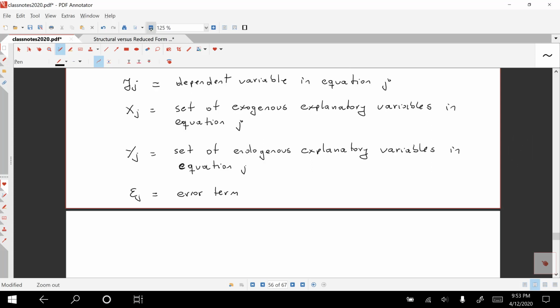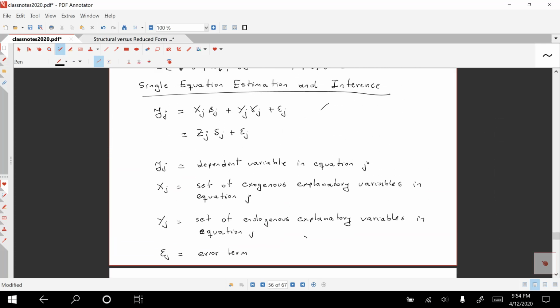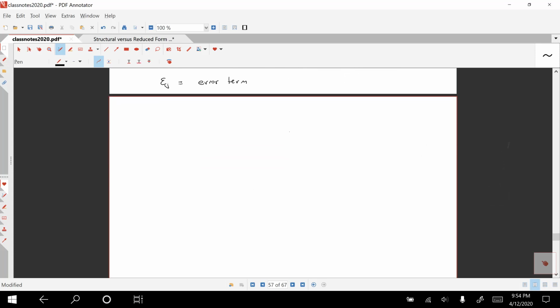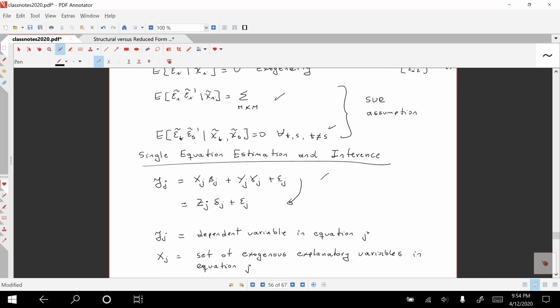Okay, so going back, and maybe I need to make this slightly smaller so that you can see everything. What we have in this equation is our dependent variable in equation j, our set of exogenous variables, which is the matrix Xj, and the set of endogenous variables in equation j, which is the matrix capital Yj. And beta j and alpha j are all coefficients. Note that we go from the first equation to the second equation by combining Cj, which includes the exogenous variables and the endogenous variables within each equation. And delta j is the vector of coefficients related to Xj and Yj, respectively. Okay, so that's kind of what we did here.